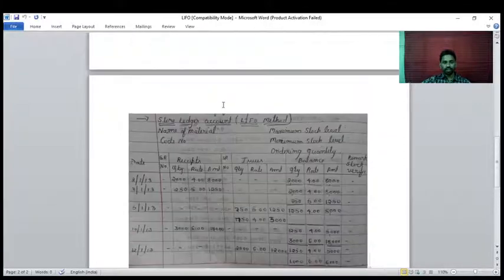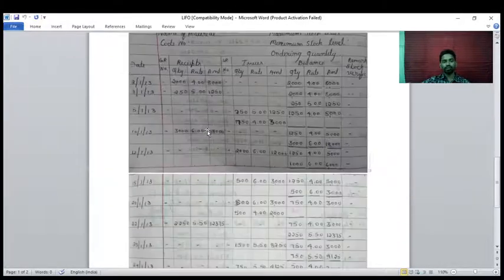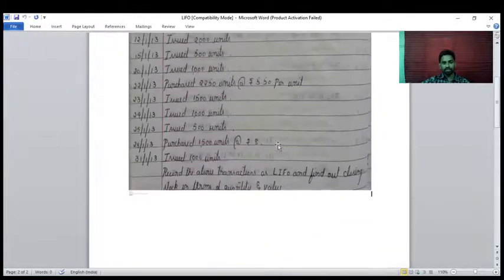Now on the 22nd, now see here, on 22nd purchased 2250 units at the rate of rupees 5.50 per unit. Okay, so it is again a purchase. So see here, purchased on 22nd 2250, at the rate of 5.50, the total amount will be 12,375. Okay, so this also we have to maintain in stock, and the earlier stock we have to maintain as it is. Okay, on the next transaction, on 23rd January 2013 issued 1500 units.